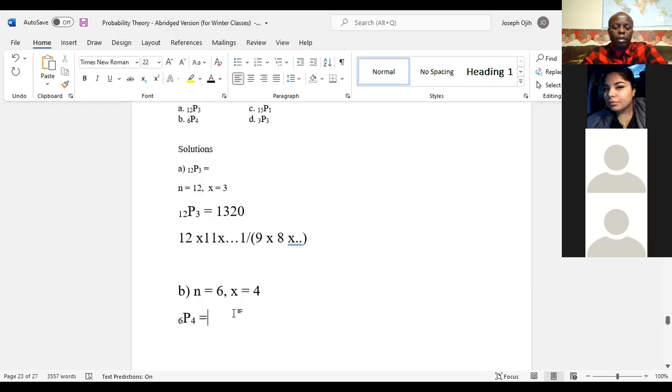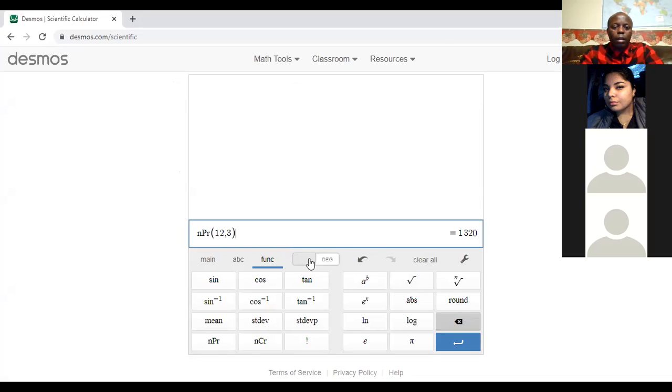I go to your calculator. Every scientific calculator has this. Clear this. See the functions. You can see nPr. Click on that. 6, 4. That gives the answer right away: 360.